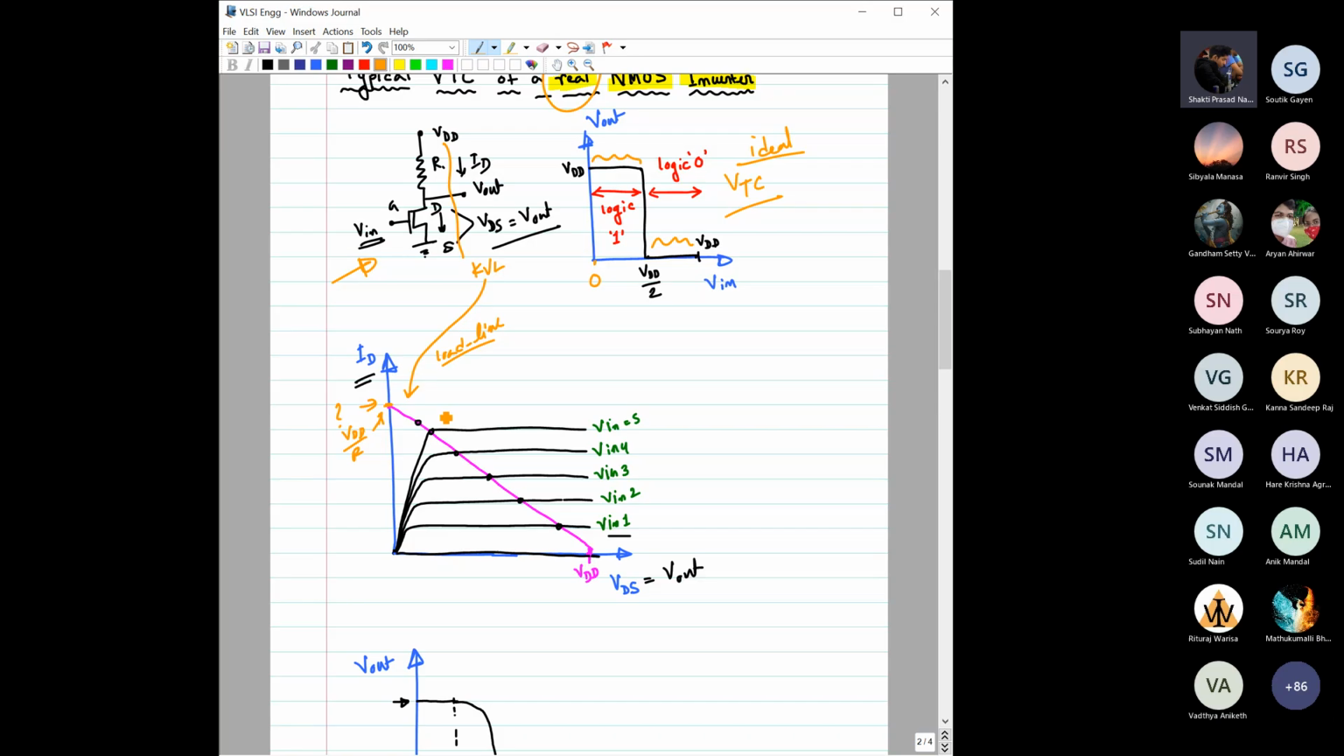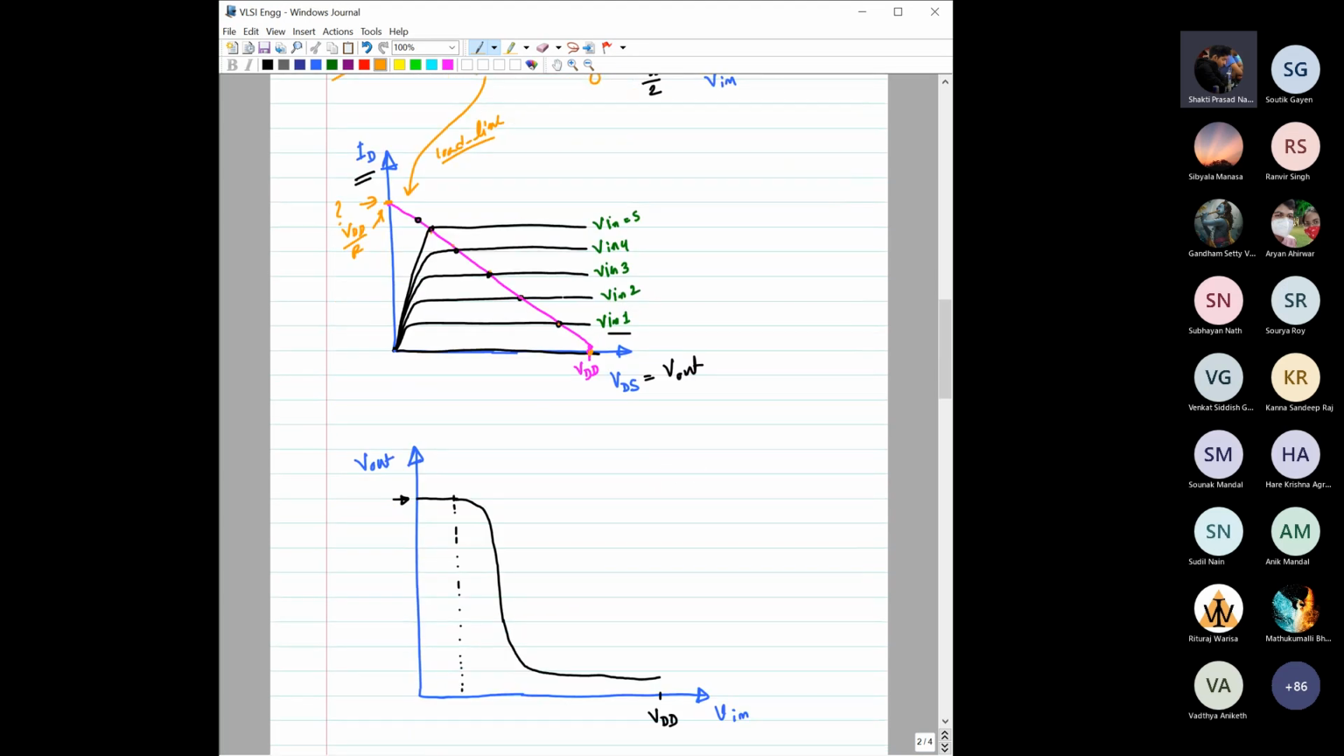And the intersection of the black lines and this pink line would give you the points. So here we have first this point, then this, then this, then this, from say 0 volt to 5 volt. Then you can even increase the data points if you want. Instead of 1 volt steps, maybe you can plot at 0.6 volt, 0.7 volt, 0.9 volt. Then you will get many more intermediate points.